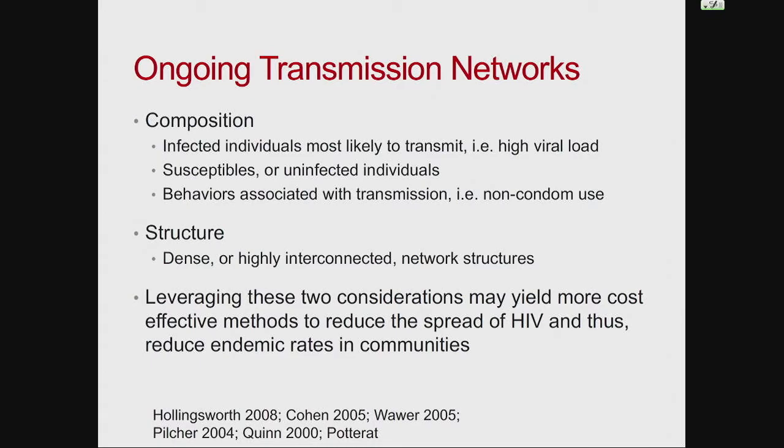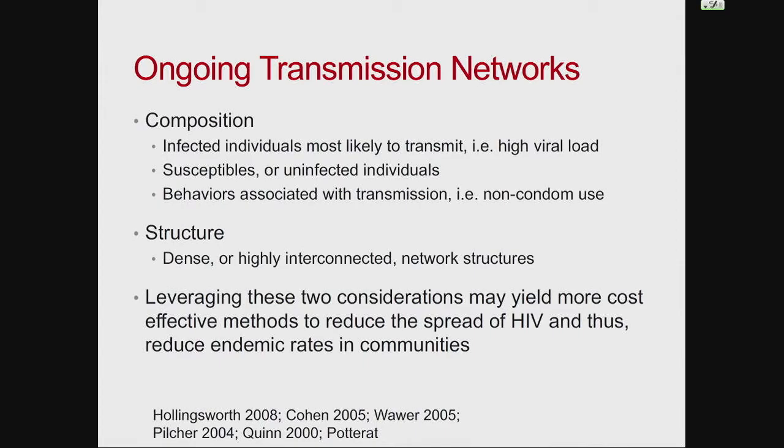So I think a lot about the composition of transmission networks, that they include infected individuals most likely to transmit. We may measure that as the viral load of the individuals, or there's a lovely paper that recently came out by John Schneider that talks about the viral load of networks. We're going to be talking about the viral load of venues or spaces. We often talk about an infectious viral load of greater than 1,500 copies per ml, which was based on the early Quinn study in Rakai that showed no transmission events below that level among serodiscordant couples.